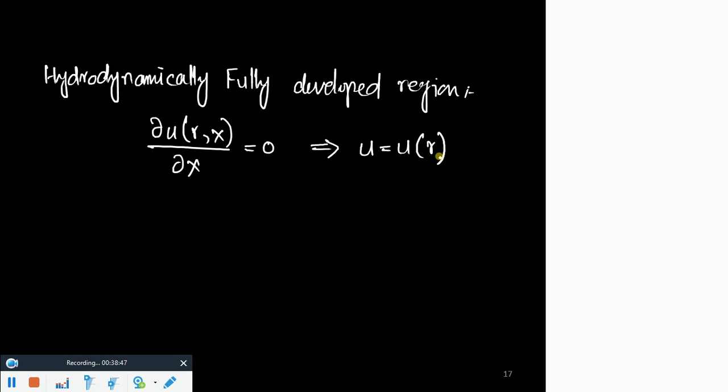This is the mathematical definition for hydrodynamically fully developed region. Do you understand that? If you take the derivative of the velocity profile with respect to x inside the hydrodynamically fully developed region, it would be what? 0. So it means u is only a function of r. Okay.